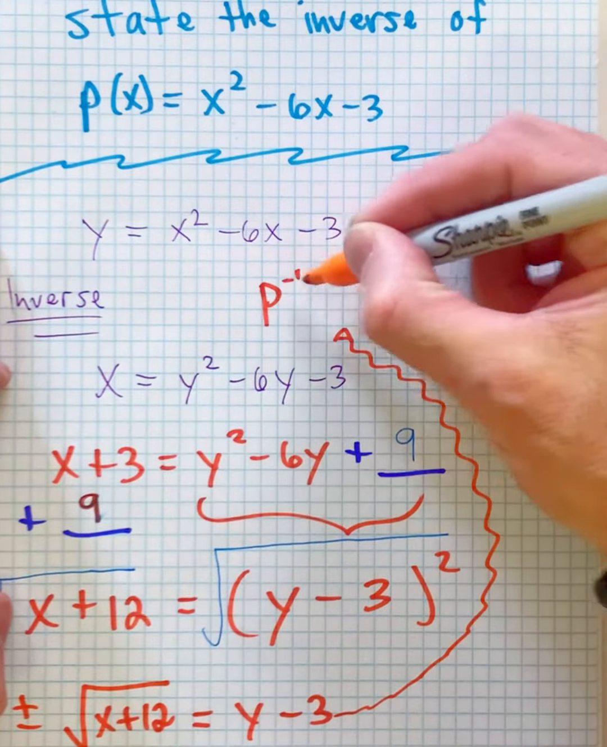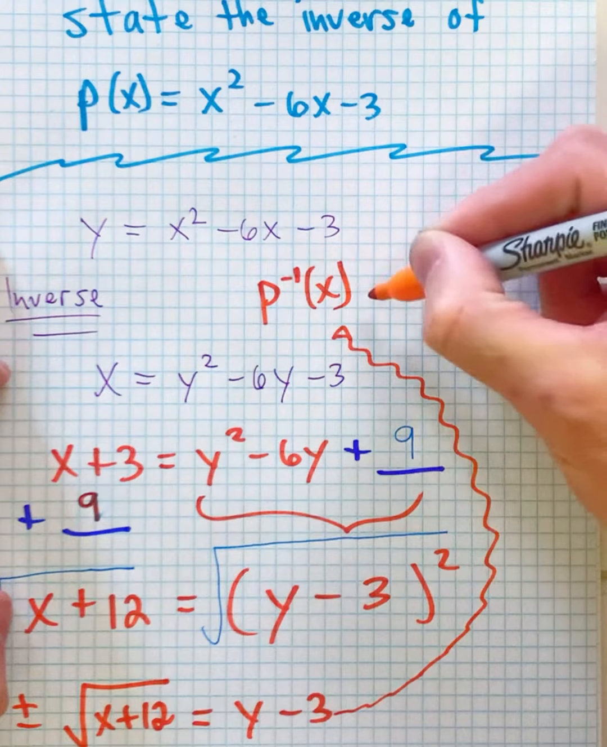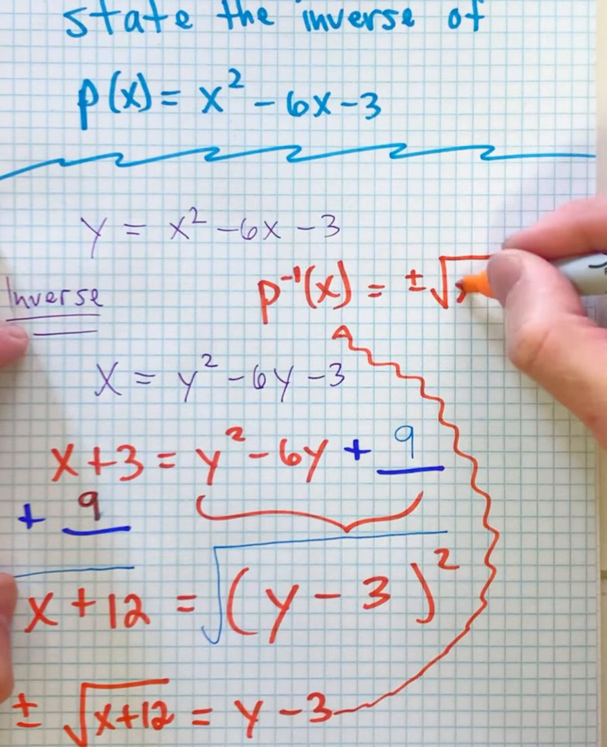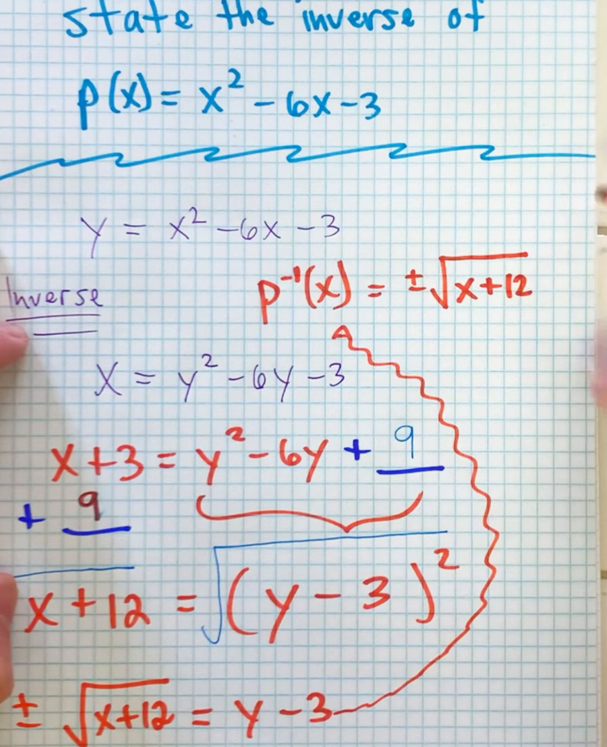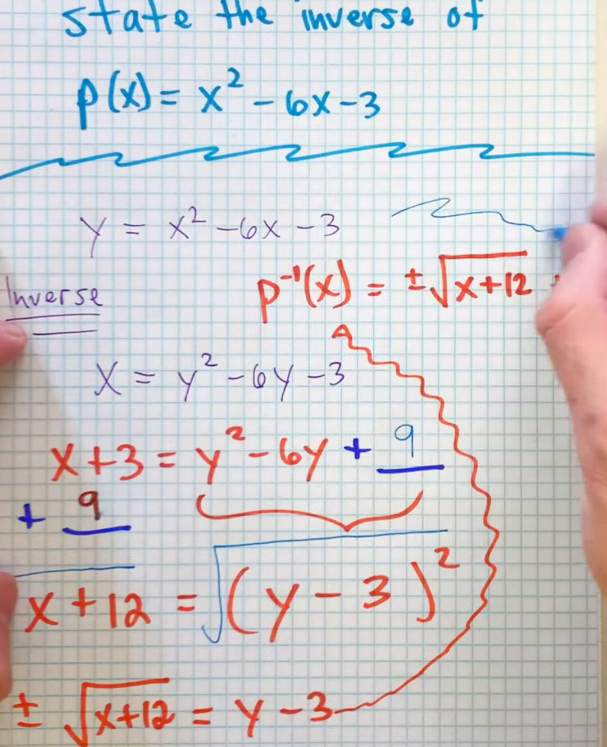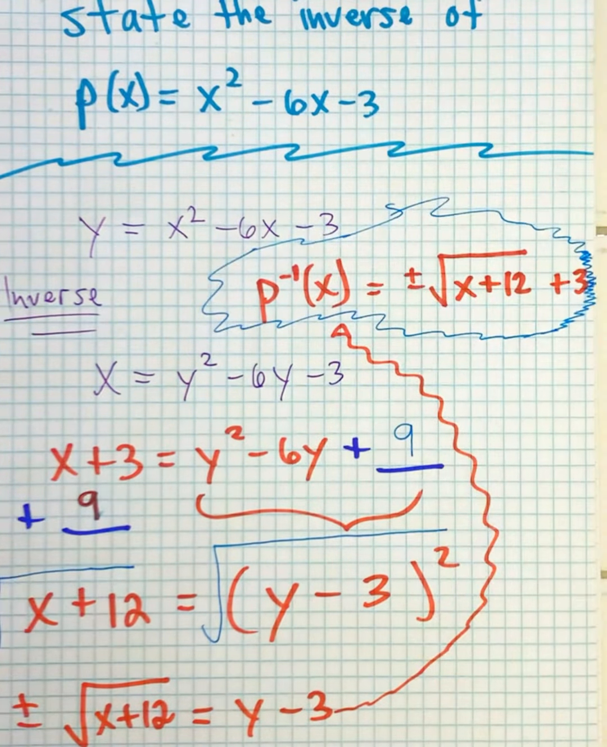So final answer, p inverse of x equals, we have plus or minus the square root of x plus 12 plus 3, because you add the 3 to the other side. There we are, final result.